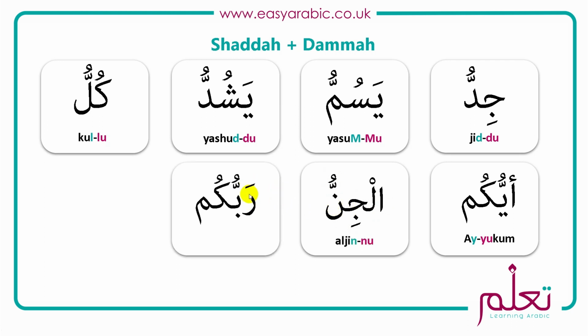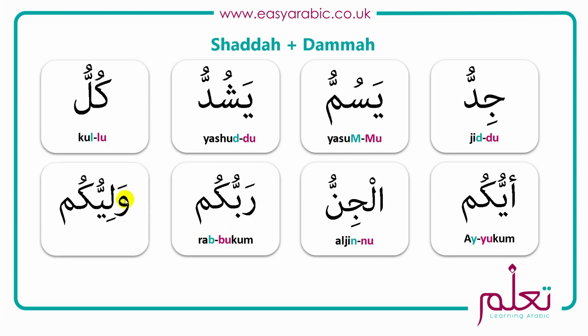Next we have Ra with the Fatha, ra, Ba with the Shadda, rabbukum. And finally we have Wa with the La, Fatha, Lam with the Kasra, wali, and then the Ya. So Lam and that will create the sound waliyukum. So it's jiddun, yasummu, yashuddu, kullu, ayyukum, al-jinnu, rabbukum, waliyukum.